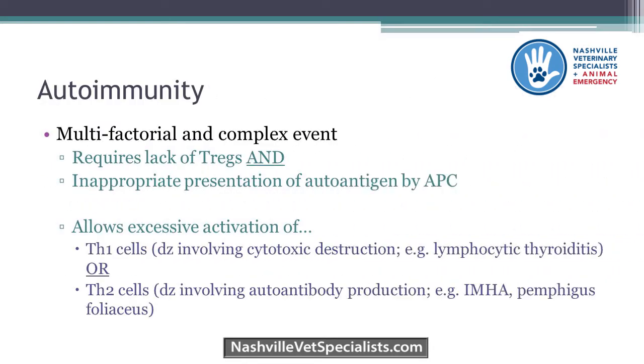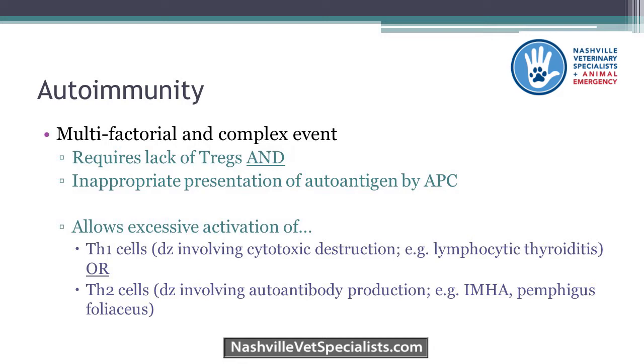So back to autoimmunity, some more textbook stuff for right now. I mentioned it's multifactorial and complex. In order to have an immune reaction, you need a lack of your T regulatory lymphocytes, as well as inappropriate presentation of autoantigen by that antigen-presenting cell that I mentioned earlier. And when you have these two things, and it's not just these two, but you can imagine there's other things going wrong, it allows excess activation of Th1 cells.